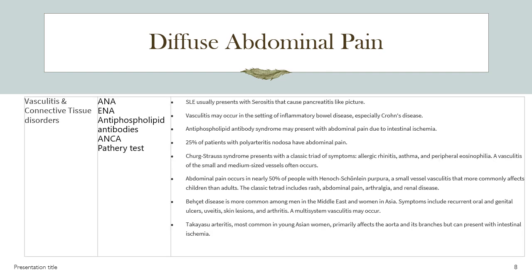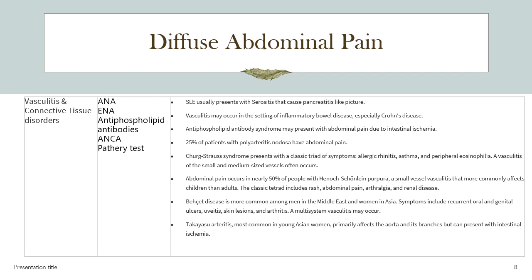Then these differentials are pretty much less common, but again they are very grave in nature, so you have to consider them as well. If you find any associated features, as we have already discussed in the approach to abdominal pain, you must complete your history by asking questions about connective tissue disorders and vasculitis. A patient with SLE might be having serositis that causes a pancreatitis-like picture. Vasculitis patients usually present along with inflammatory bowel disease, especially Crohn's disease.